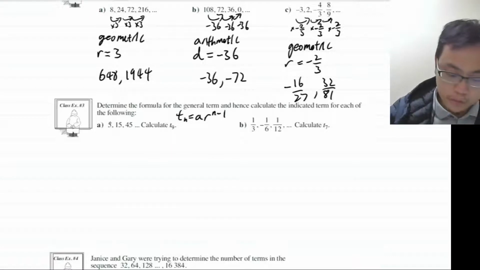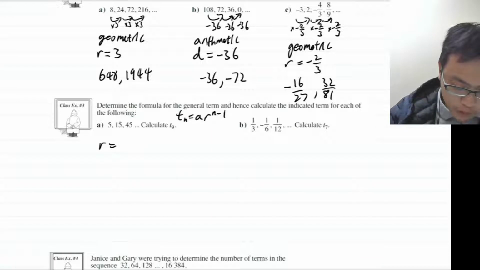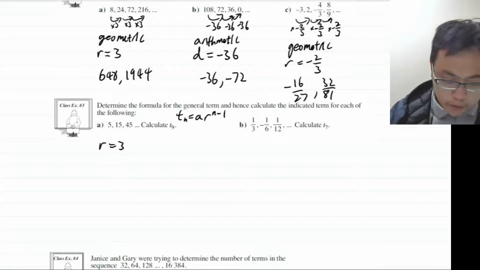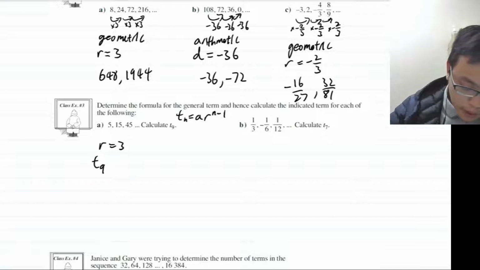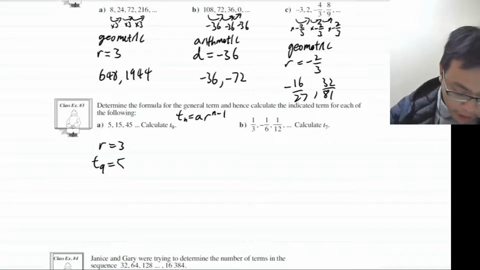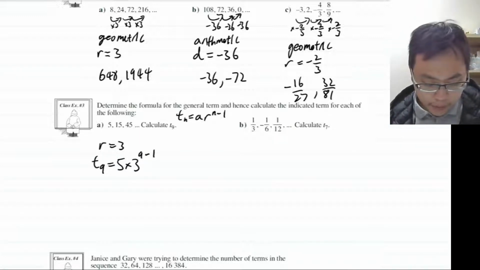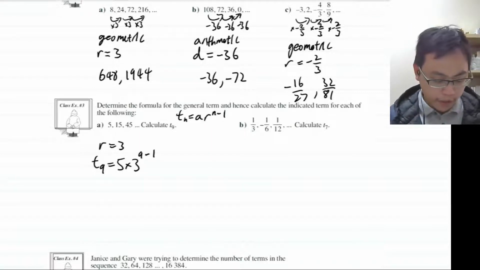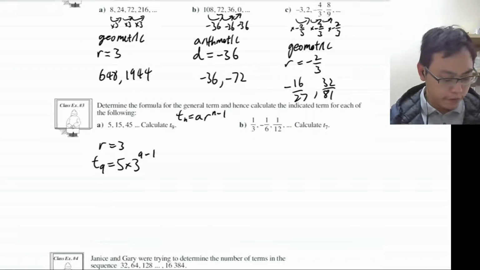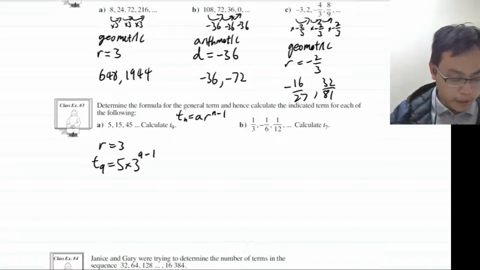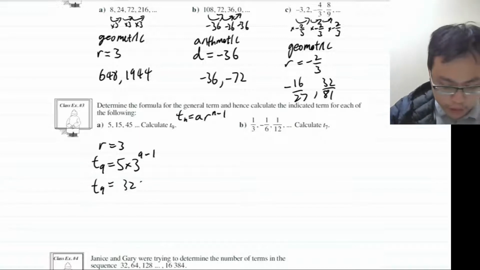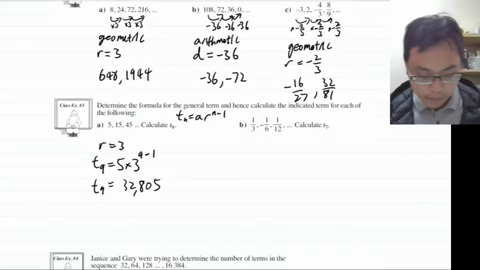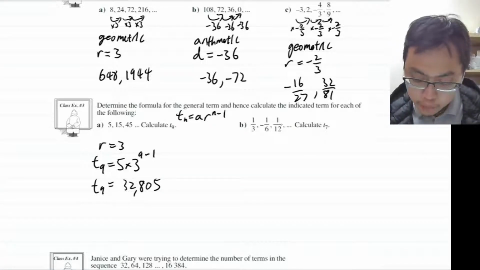Here we already have the first term, that's a, that's 5. To work out the common ratio, r, you just got to think to yourself, 5 times 3 is 15, 15 times 3 is 45, that's 3. So I know the common ratio. Now let's put in T9 into our formula. T9 is going to be 5 times 3 to the power of 9 minus 1. And then let's just go ahead and calculate it. So 3 to the power of 8 times that by 5 will give us 32,805.